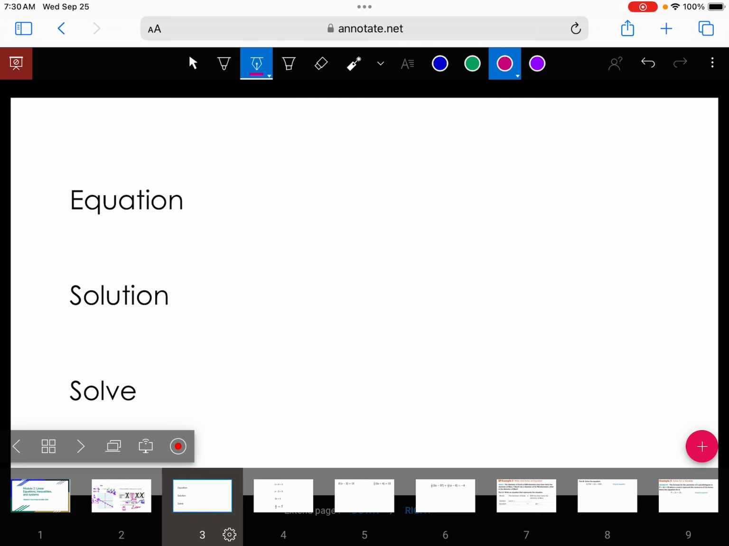So, we're going to start with some vocab words to talk them through, and I'm actually going to add one in here for us to talk about as well. We're going to talk about equations, what a solution is, what it means to solve things, and I'm going to add in the word check.